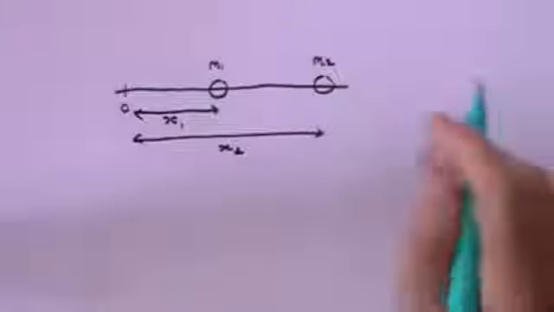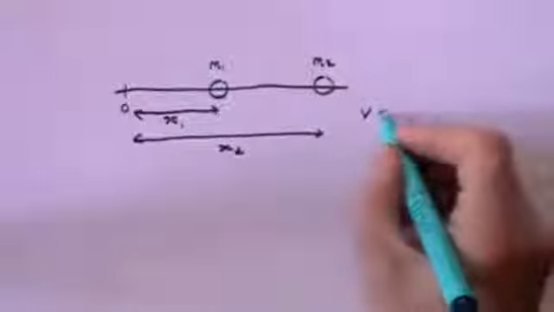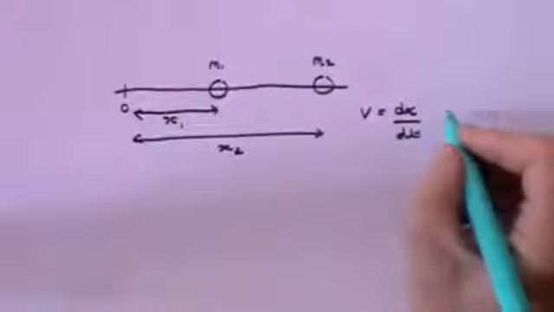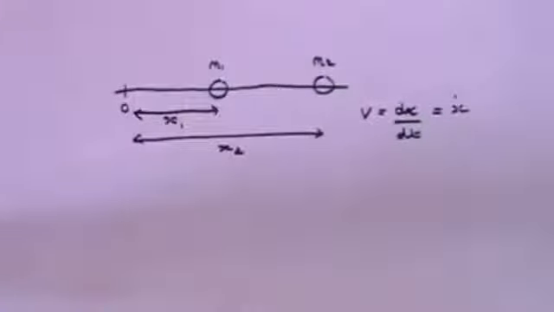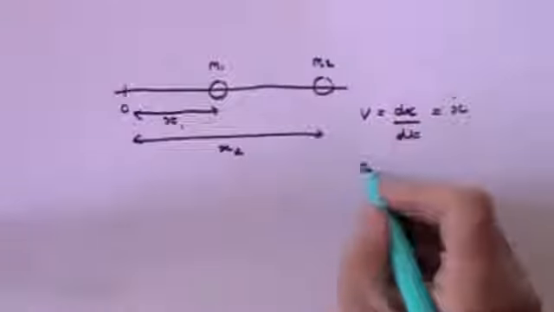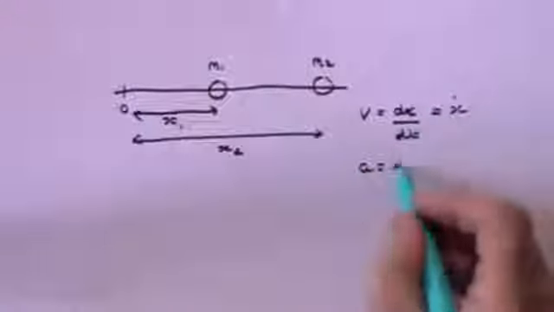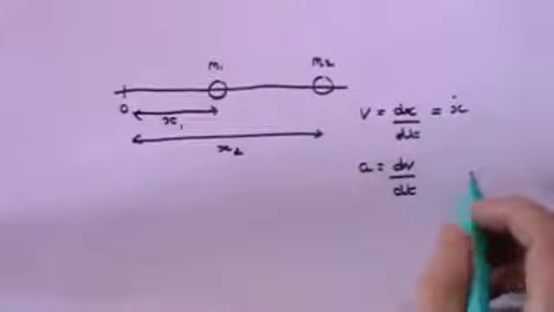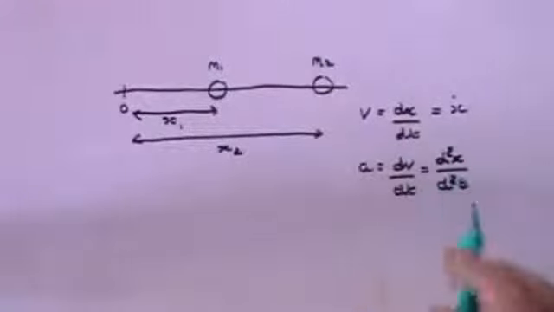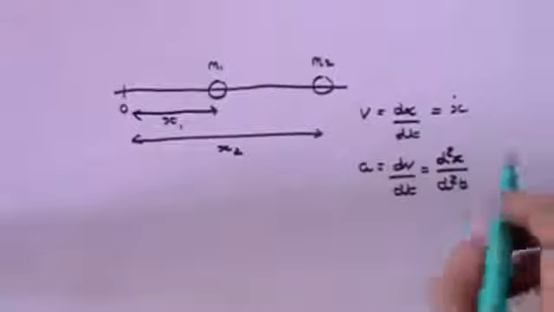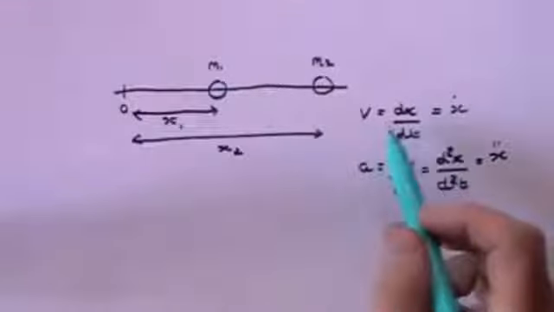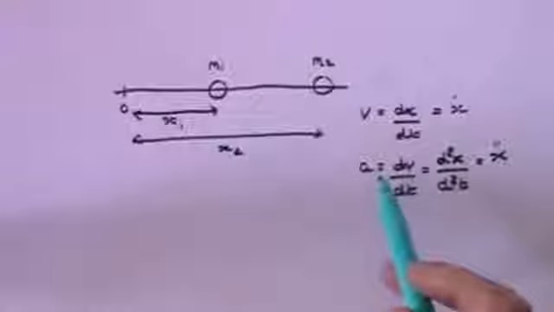Before we proceed, let's just remind ourselves that velocity is the rate of change of distance with time, dx by dt, and we represent that as x dot. X dot is just a way of expressing dx by dt. Acceleration is the rate of change of velocity with time, which is the same as the second differential of distance with time, and that we express as x double dot. So x dot is really velocity, x double dot is acceleration.